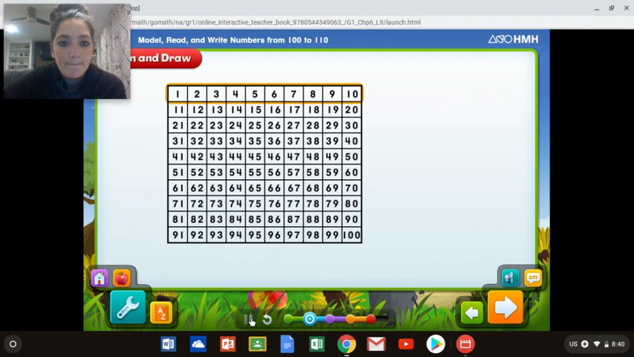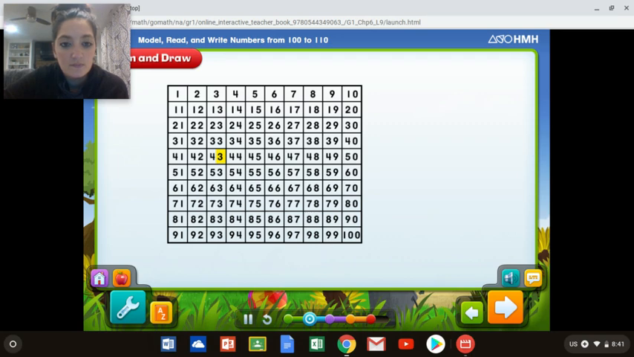1, 2, 3, 4, 5, 6, 7, 8, 9, 10. The number has been found. The number 100 is the same as 10 tens. So we could also go 10, 20, 30, 40, 50, 60, 70, 80, 90, 100. 10 tens, 10 rows of 10 equals 100.